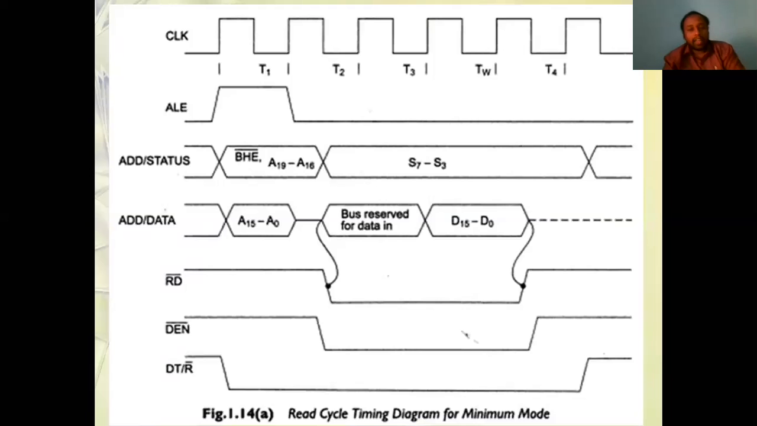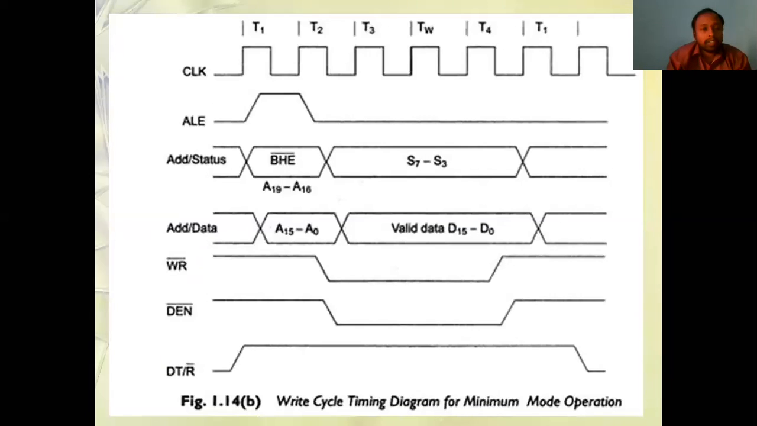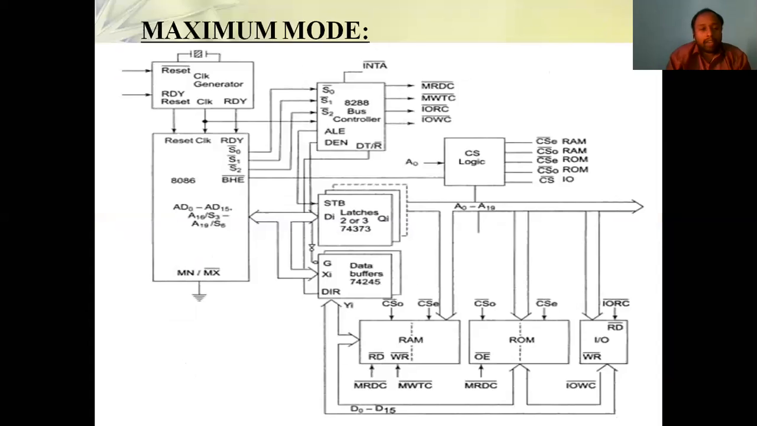Same timing diagram, guys. A bit of difference you can watch comparing maximum mode and minimum mode. This is maximum mode. Same latches, data buffer, microprocessor, RAM, ROM, IO logic, and clock generator. Only this particular block will be changed. So there you have read, write, and IO.